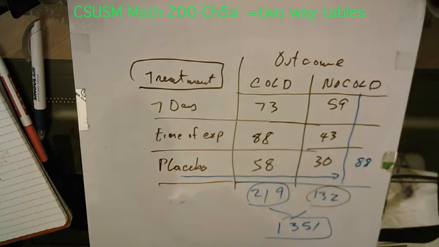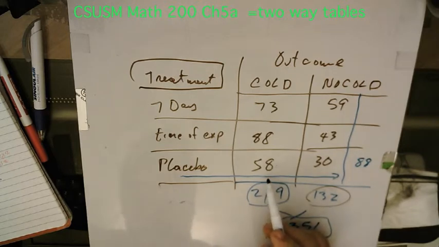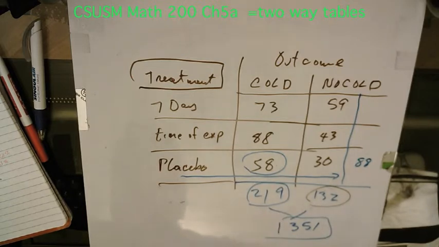In number 15, we're looking at, given that they had a cold, the conditional distribution of a placebo, and that would be 58 over 219 for about 26%.